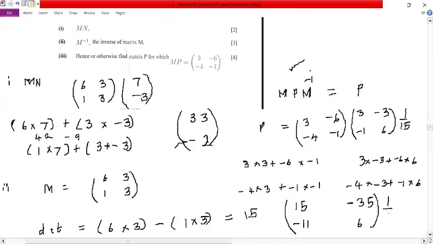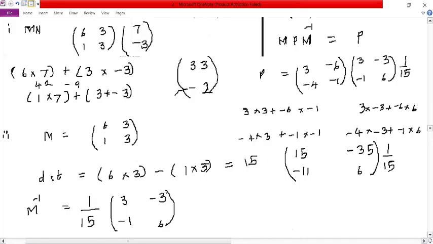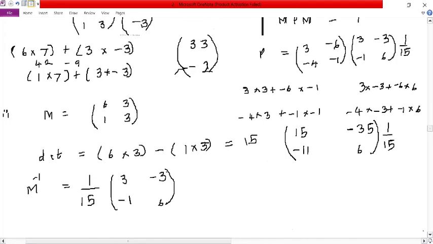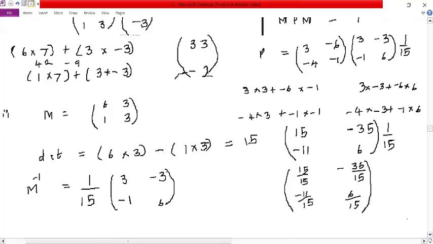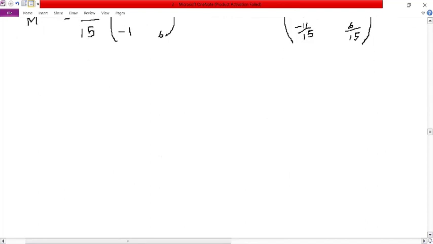Then remember, we still have 1 over 15 here. So if we put 1 over 15 into each and every value, we end up with this being 15 over 15, this being minus 11 over 15, this being minus 35 over 15, and this being 6 over 15. Yeah, let's move on to the next question.